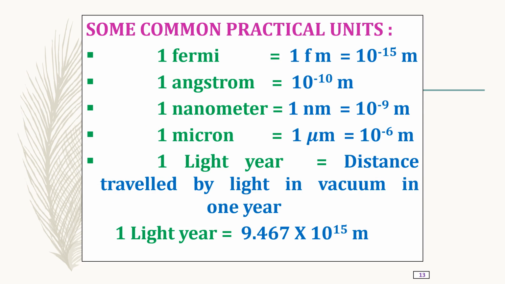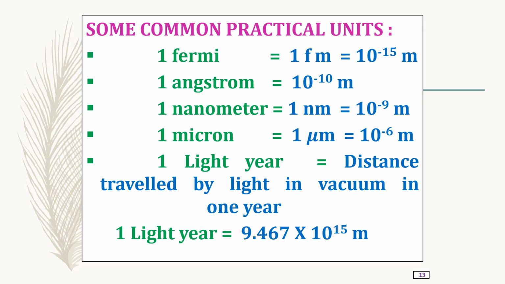Some common practical units. 1 Fermi is equal to 10 power minus 15 meter. 1 angstrom is equal to 10 power minus 10 meter, and 1 nanometer is equal to 10 power minus 9 meter. 1 micron is equal to 10 power minus 6 meter. 1 light year is the distance traveled by light in vacuum in 1 year. So 1 light year is equal to 9.467 into 10 power 15 meters.